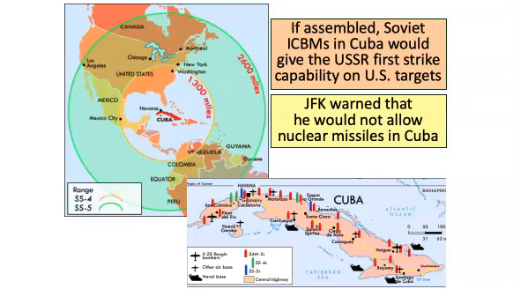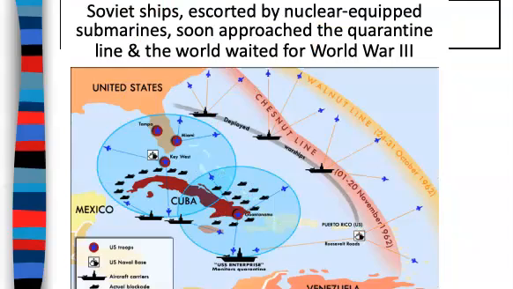As I previously mentioned, these sites had not yet been completed. They needed more construction done on them, and the actual missiles themselves weren't there. It was just the launch facilities. Those missiles themselves were on their way, and Soviet ships escorted by nuclear-equipped submarines soon approached the quarantine line that JFK had set up to prevent the importation of the rest of the nuclear missiles, the fuselages, etc. The world at this point waited for World War III.